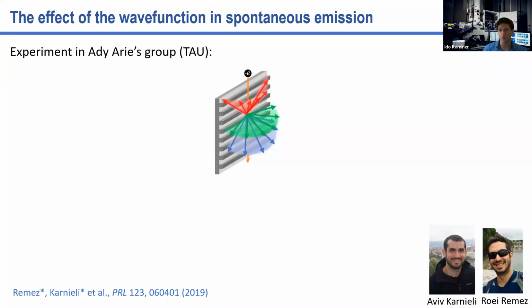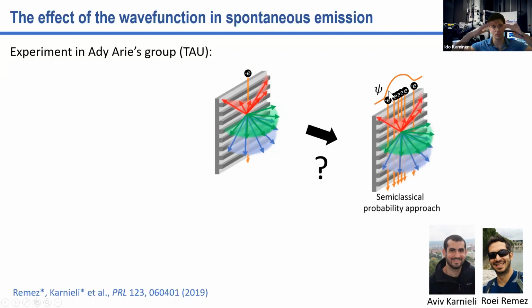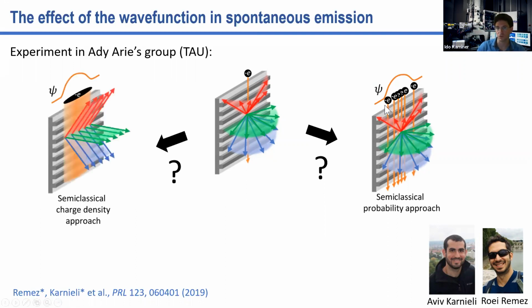Okay, this is an experiment that was done in Adi Ari's group in Tel Aviv University. And that's a scenario where we cause the electron to emit light in a slightly different way. We have an electron interacting with a grating structure that is causing the electron to emit radiation a bit like an antenna array. And what we do is then broaden the electron transversely. The electron is wider in space in a way that causes it to act, if it was a semi-classical distribution, to choose between two options.